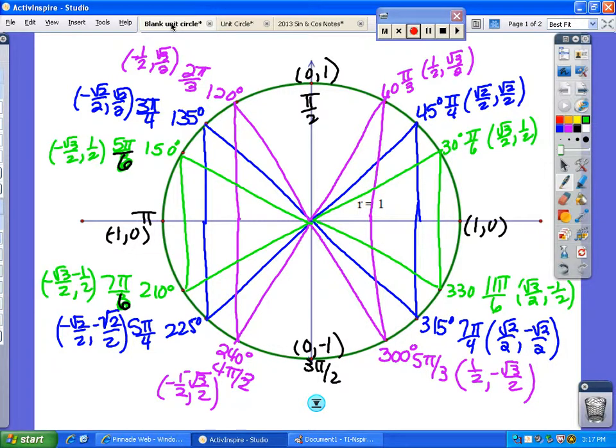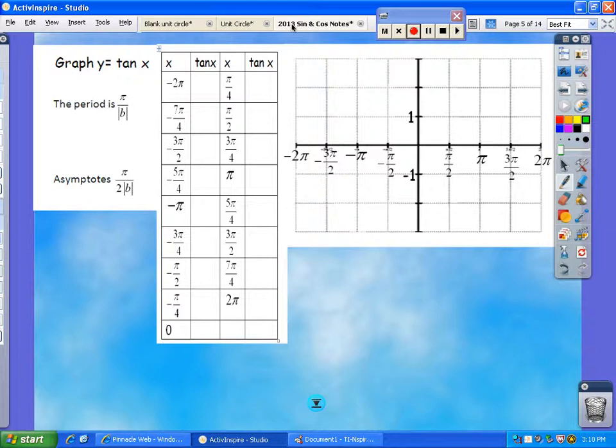All right, can you use the rest of the circle to fill out that chart? Going this way, and then we're going to turn around and go counterclockwise. Okay, so at negative 2 pi, we've got a tangent of 0. At negative 7 pi over 4, we have a tangent of 1. At negative 3 pi over 2, we're undefined. At negative 5 pi over 4, it's negative 1. At negative pi, we're at 0. At negative 3 pi over 4, we're at positive 1. At negative pi over 2, we're undefined. At negative pi over 4, we're at negative 1.